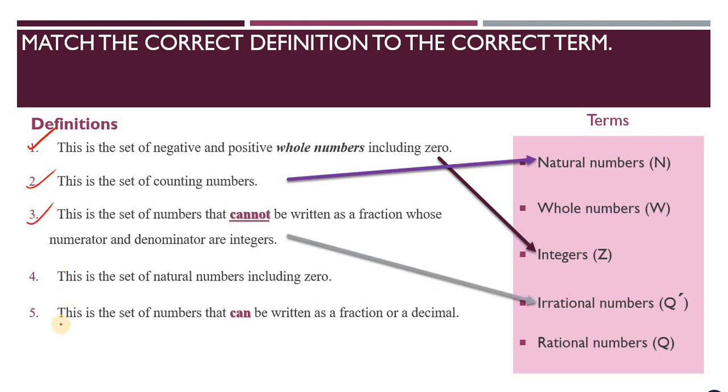This is a set of natural numbers including 0. That will be the set of whole numbers. And last, this is a set of numbers that can be written as a fraction and can be converted into decimals or from decimals back into fractions. And when we say fractions, we're talking about common fractions where the numerator and denominator are integers. That will be rational numbers.